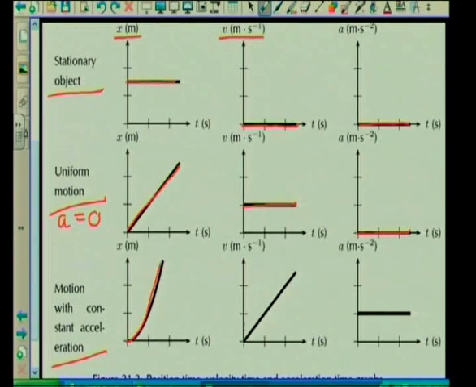Accelerating means the velocity is increasing. If my velocity is increasing, so say we're going at 1 meter per second first, then we're going to go at 2 meters per second, then 3 meters per second, then 4 meters per second. That means in the first second, I go 1 meter. In the second second, I'm going 2 meters. In the third second, I'm going 3 meters. So every second I cover more and more distance, which is why my graph curves like it does, okay?